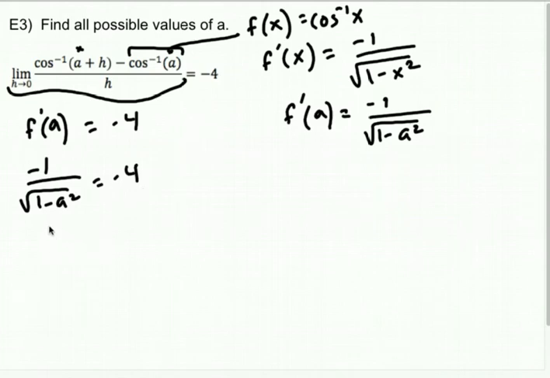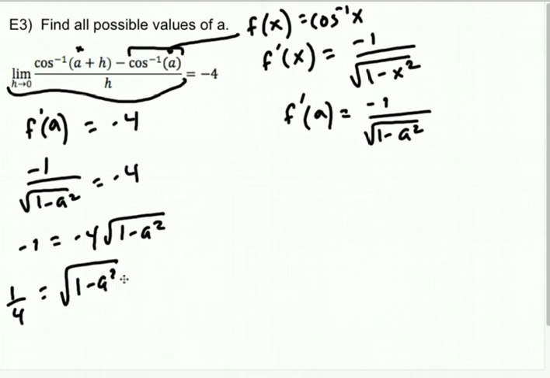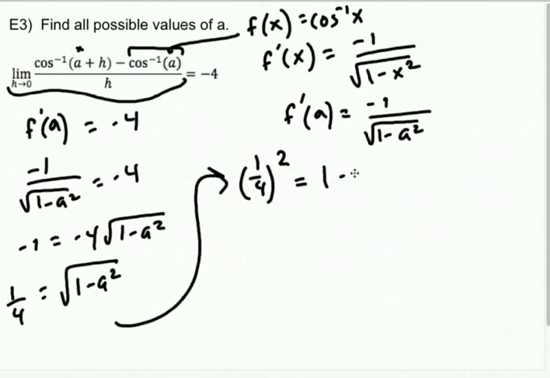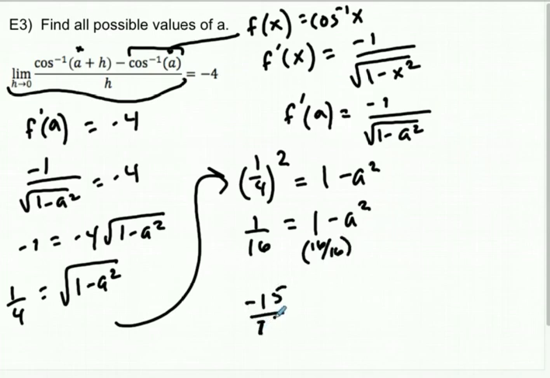I'm going to go ahead and solve for a. When I multiply the root over, I get negative 1 equals negative 4 square root of 1 minus a squared. I'll divide by the negative 4, and I get 1/4 equals the square root of 1 minus a squared. To get rid of the square root, I'm going to square both sides. So I'm going to get 1/4 quantity squared equals 1 minus a squared. So 1/4 squared is going to be 1/16 equals 1 minus a squared. Subtract the 1 over. So remember, a 1 is actually 16/16. So when I subtract that over, I get negative 15/16 equals negative a squared.